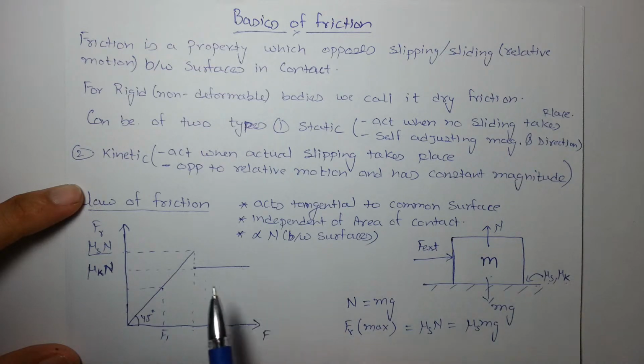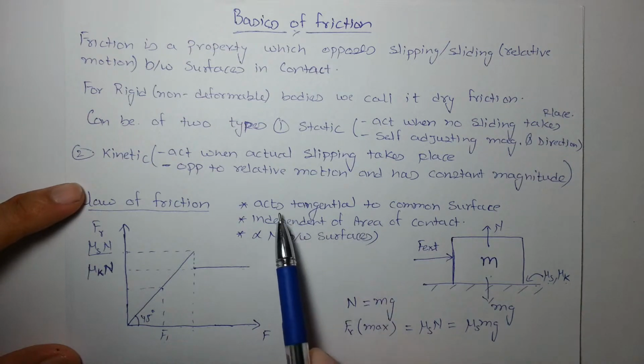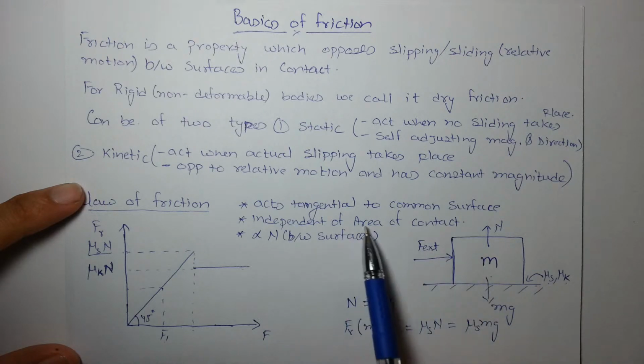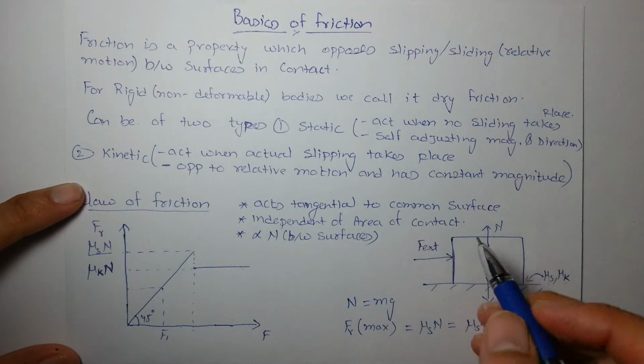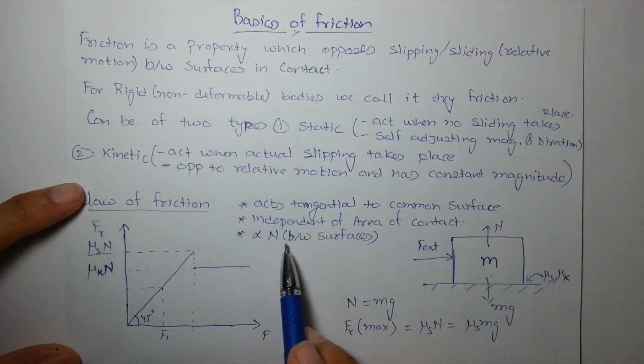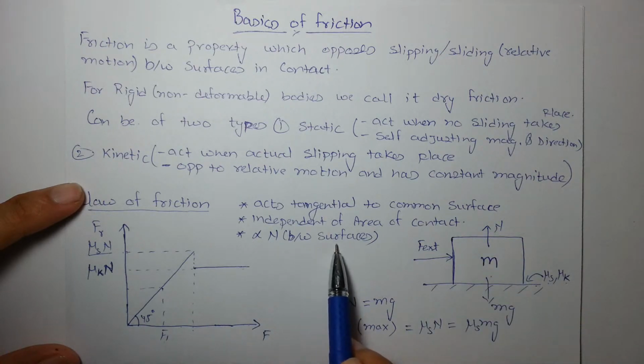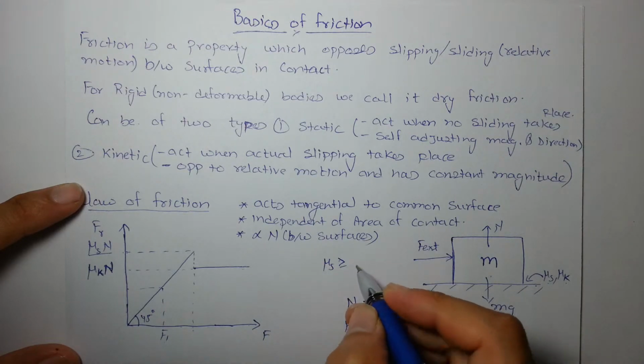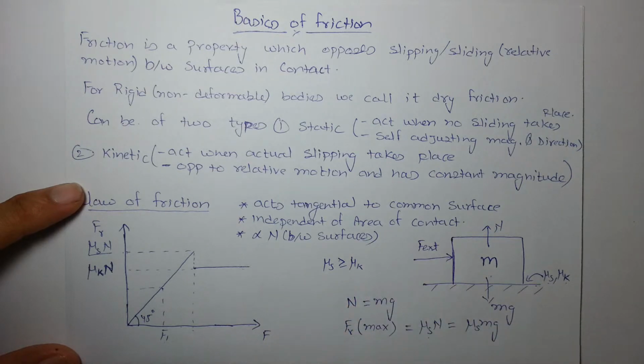There are a few things on which friction depends. It acts tangential to the common surface. It is independent of the area of contact. This point is very important. It is proportional to the normal between the surfaces. Mu s is generally greater than or equal to mu k. Generally it is greater than, so the maximum value of static friction will be more than the kinetic friction. This is the maximum value of static friction, and this is kinetic friction.